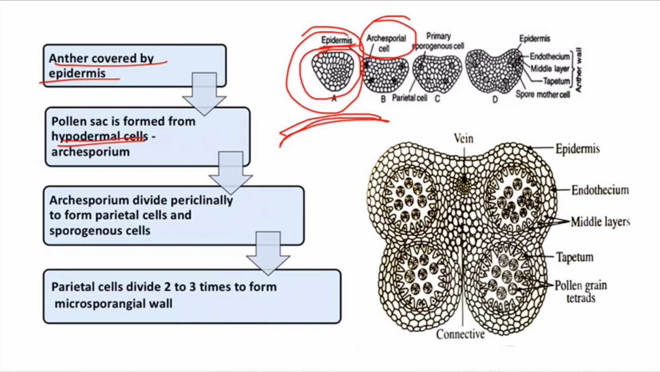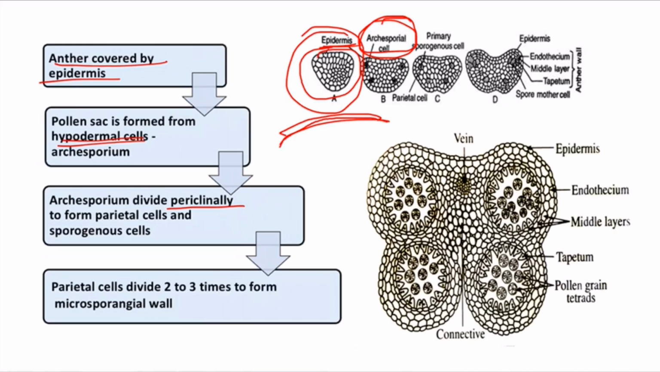It will get differentiated into what? Archesporial cell. What is going to happen? The hypodermal cells will start getting elongated, they will become distinguished, their nucleus will also be distinguished, and those cells will now be considered as archesporial cells. Now this archesporial cell will divide periclinally. Periclinally means they are going to divide parallelly, right, all the cells will divide parallelly so that the cells will get stacked one upon another.